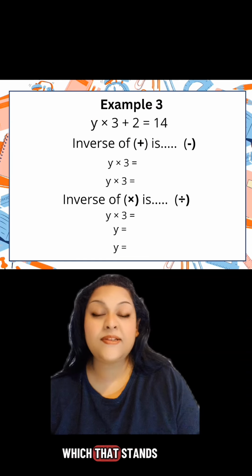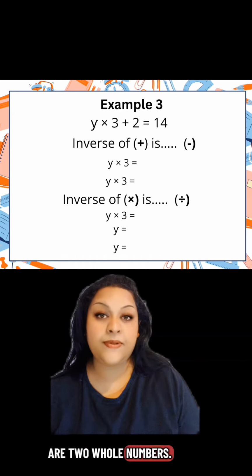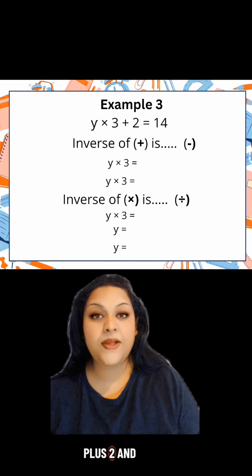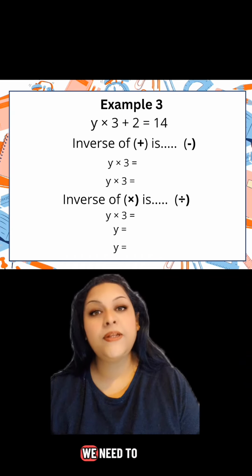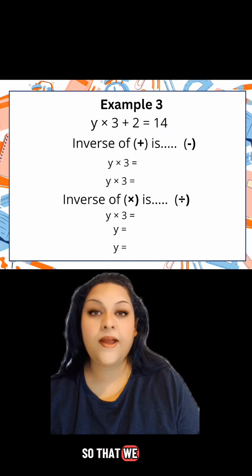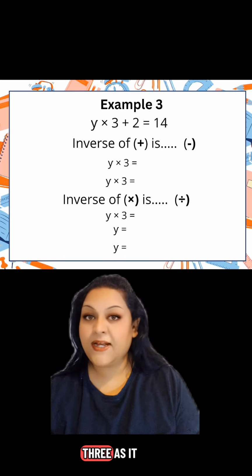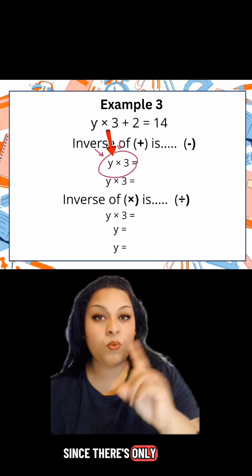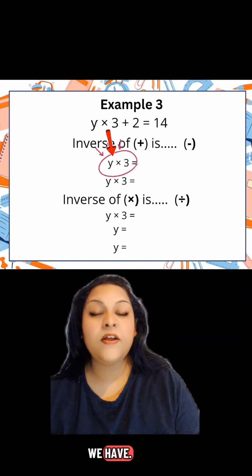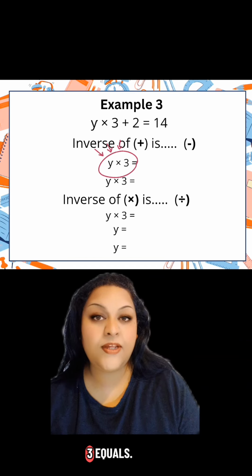The first thing that stands out is there are two whole numbers: we've got plus 2 and we've got 14. We need to move this around so that we have one whole number. So we are going to leave the y times 3 as it is for now, since there's only one multiplication that we have. So here we've got y times 3 equals.